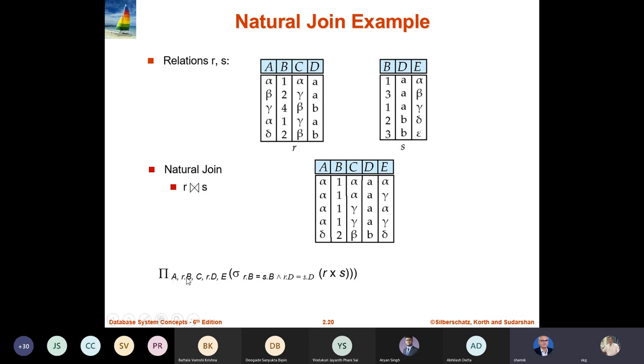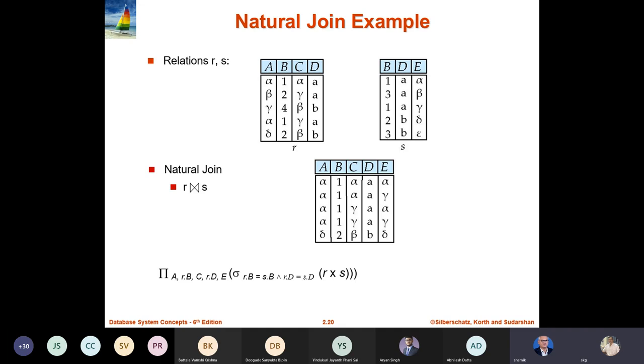Say we want to project. First of all, you do R cross S, that is the Cartesian product, and select those tuples where R.B equals S.B and R.D equals S.D, and then we project R.A, R.B, C, R.D and E. As R.D equals S.D and R.B equals S.B, we actually project only one instance of each. That is the natural join, which you will be using extensively in SQL.